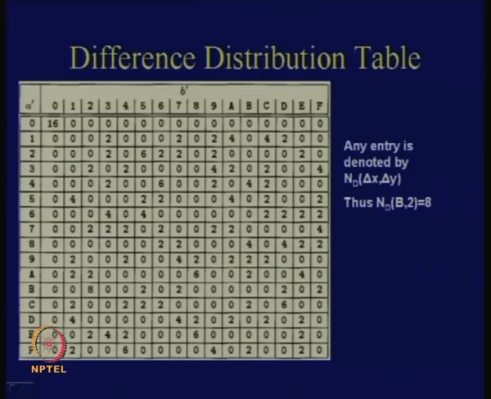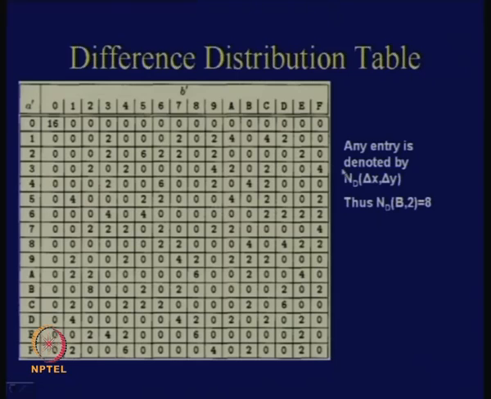Now you can do that for all possible differentials and obtain a table which is known as the DDT, or difference distribution table, okay? In a difference distribution table, in the rows we have noted the input differentials, in the columns the output differentials, and all these entries are the frequencies.